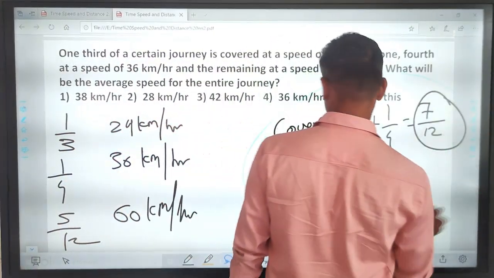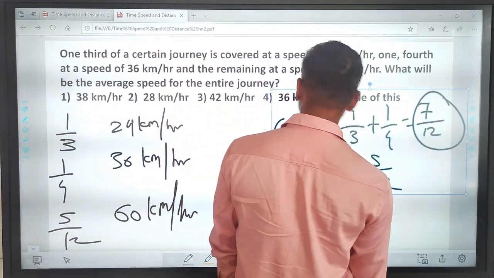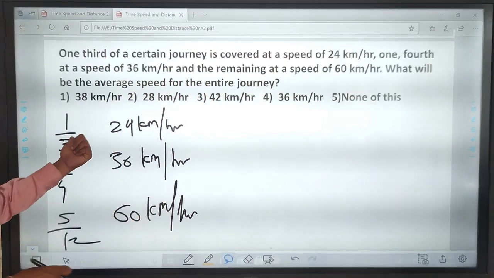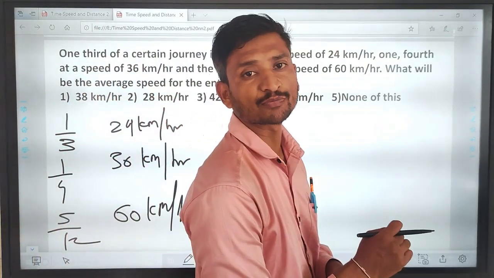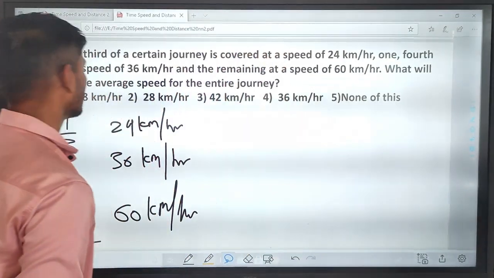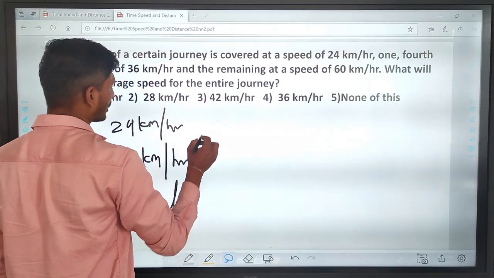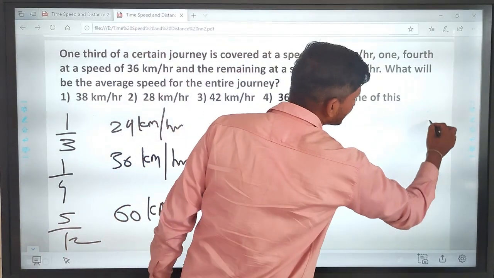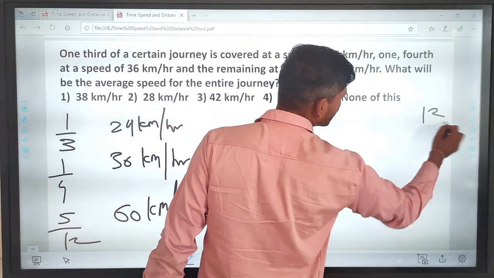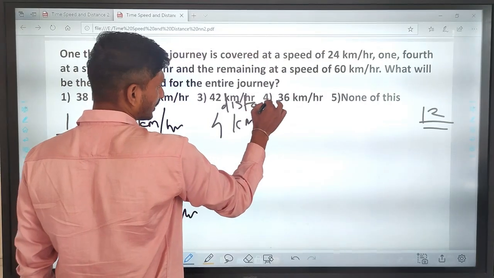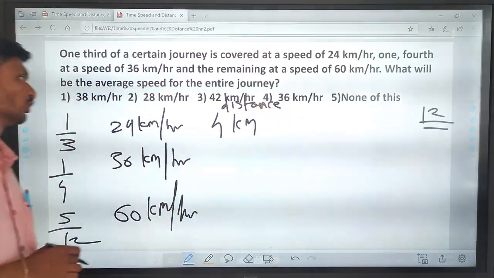Now we find the average speed. Here we take the LCM of the denominators 3, 4 and 12, which is 12. We take the total distance as 12 km. Then one third of 12 km is 4 km.